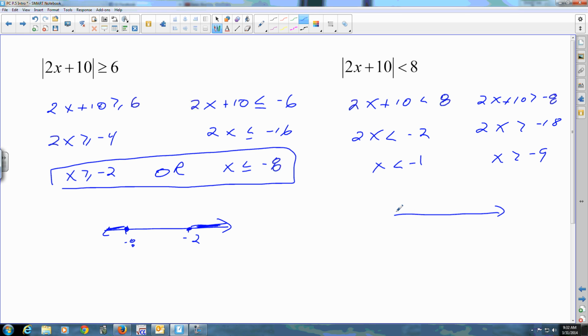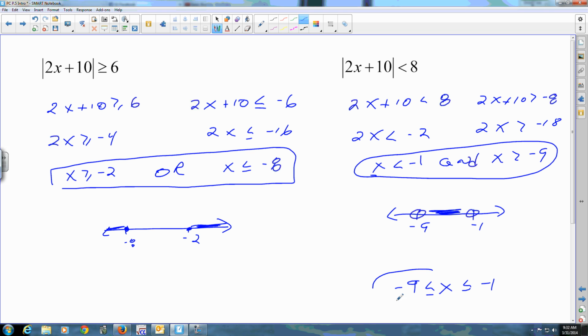So when you go to graph it on the number line, negative 9 is there, negative 1 is there. They're both open circles. X is less than negative 1, so you shaded left. X is greater than negative 9, so you shaded right, so you shaded between them, so you have the word and in between it. The other way you can write this is X between them, negative 9 on the left, negative 1 on the right. You can write it this way or this way. Notice when it's written this way, it means and. You can't write an or statement this way.